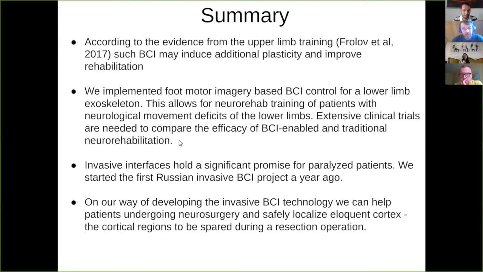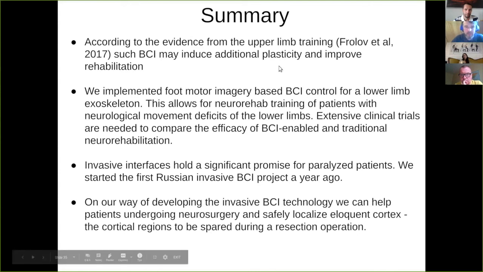We are also actively working in the realm of invasive interfaces, because we believe that reading activity from the brain invasively with properly designed electrodes is actually the future of BCI technology. And what's also very encouraging is that while developing this future application, we are already helping the patients and the doctors to handle complex patient cases, where we can provide ways to monitor brain activity and to localize cortical regions that should not be touched during the surgery.